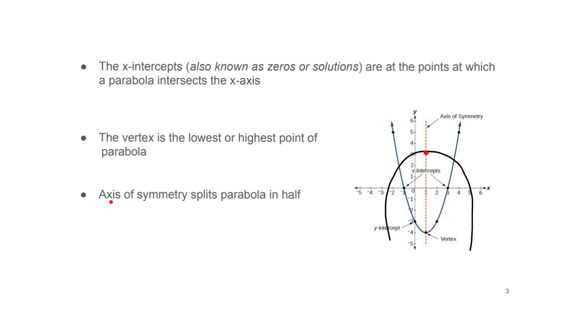The axis of symmetry, again, like I said, is this imaginary line that splits the parabola into 2 equal parts. It doesn't matter if it's an upside down U or an actual U. Wherever that imaginary line splits that parabola into 2 equal parts, that's going to be your axis of symmetry.